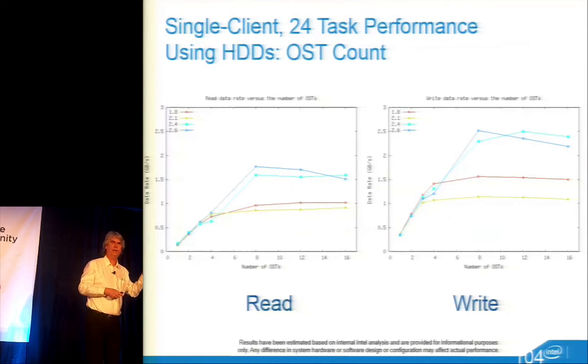QDR can give you 3 gigabytes per second, I think. And so the best case writes, we're doing about 2.5. So it's not too bad of a fraction of theoretical peak.